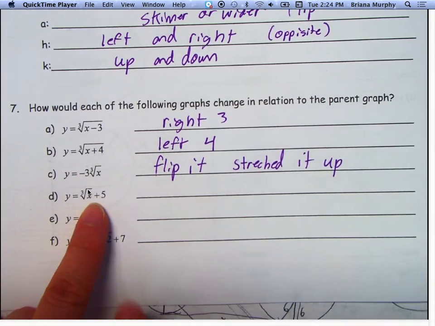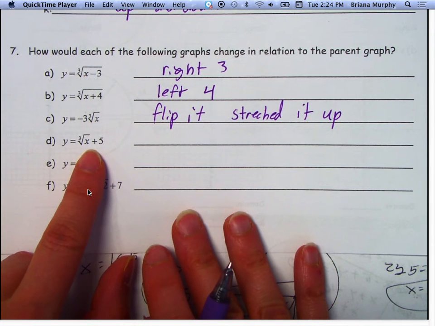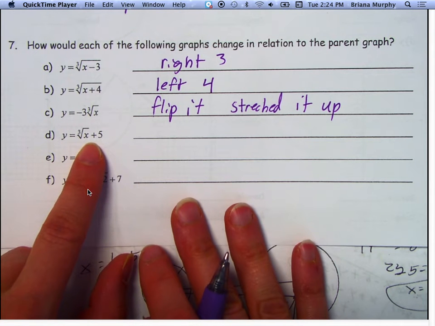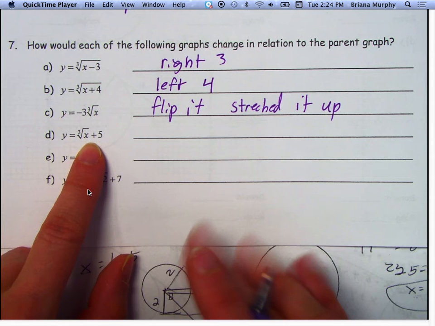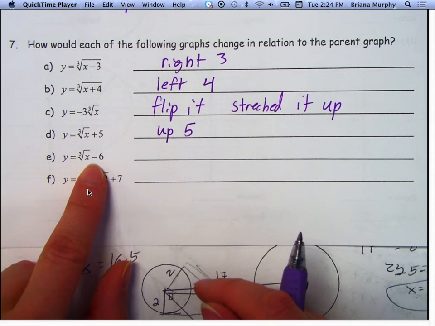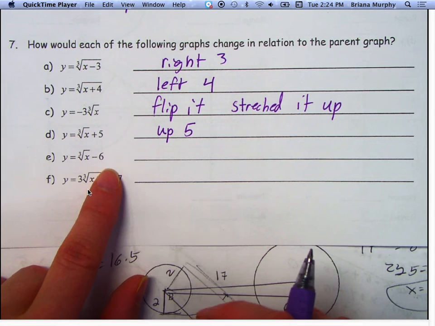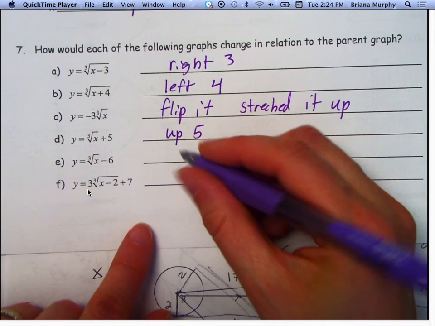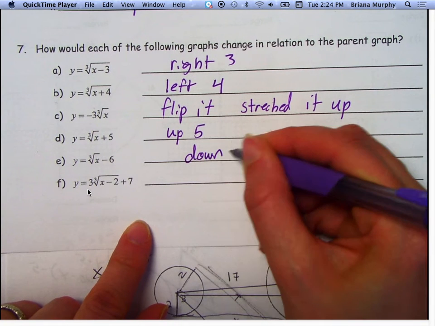Okay, what if we add a 5 to the outside? It would go up 5. What if we subtracted 6 not underneath the square root? Down 6.